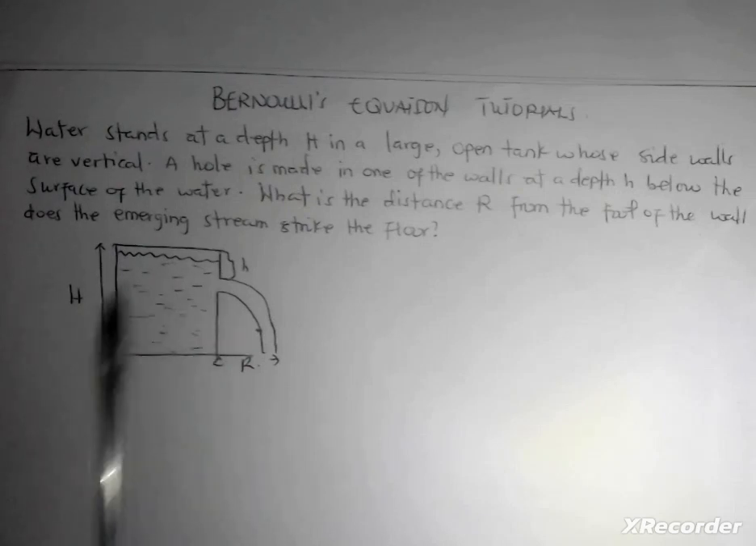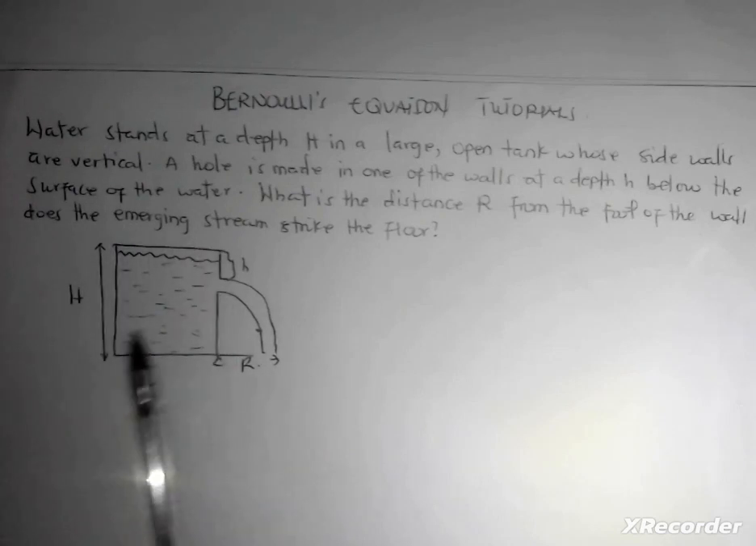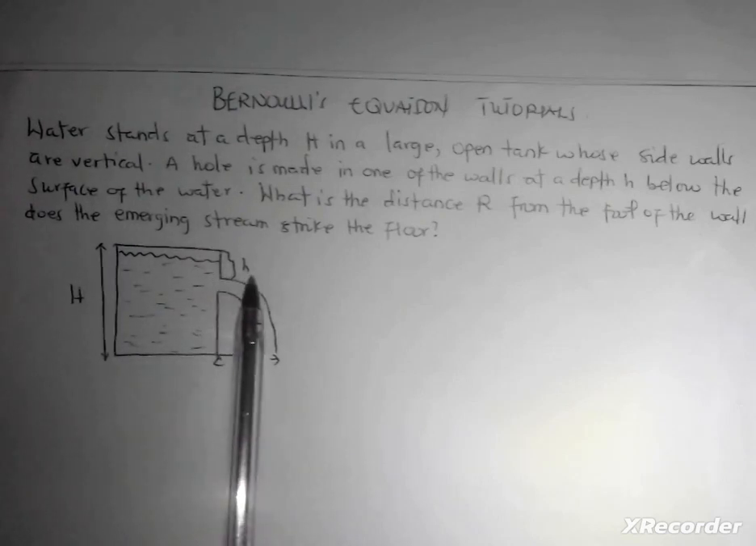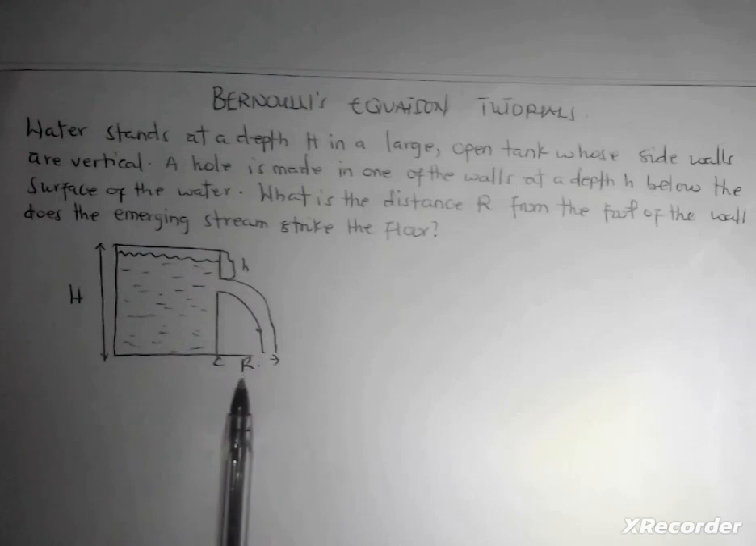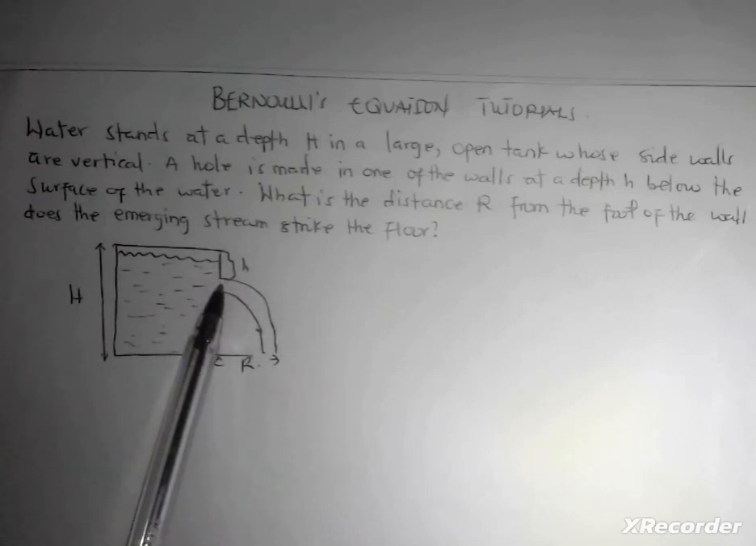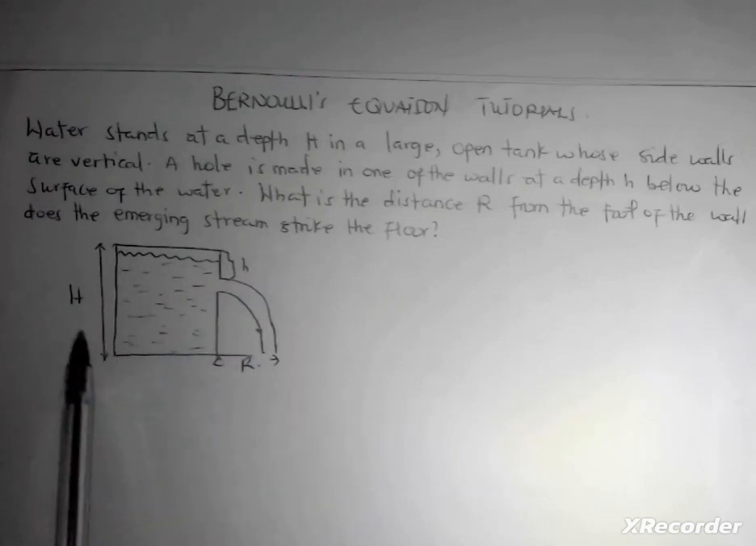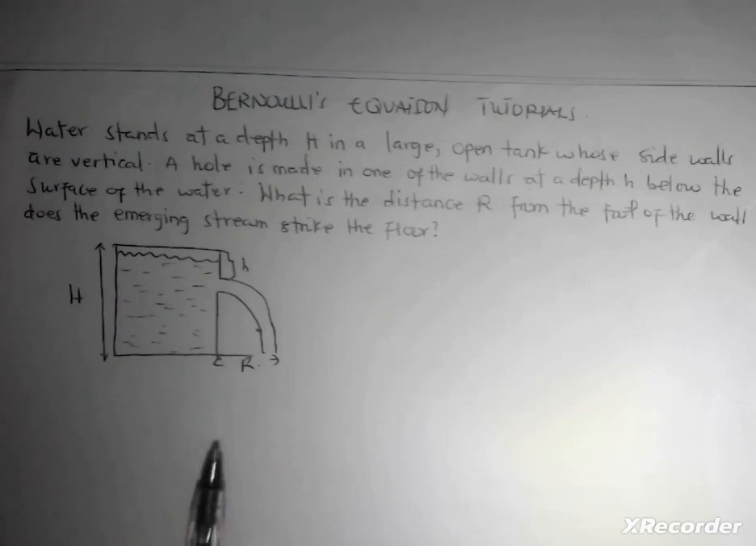So let's see, I have a diagram here, and realize that this is a tank and I have a hole here. Water is popping out. You know that this water will surely hit the ground. Now, from the top of the water to where the hole is, is h from the question. Then the whole height of the water is what? Capital H. So we have to find the distance r, that is what we call the range with which this water will strike the ground.